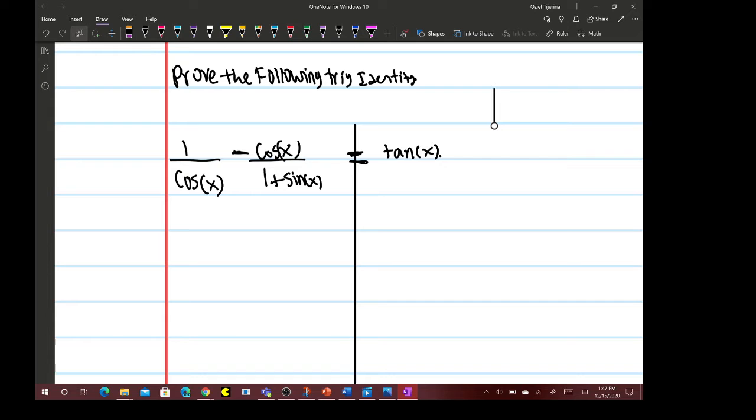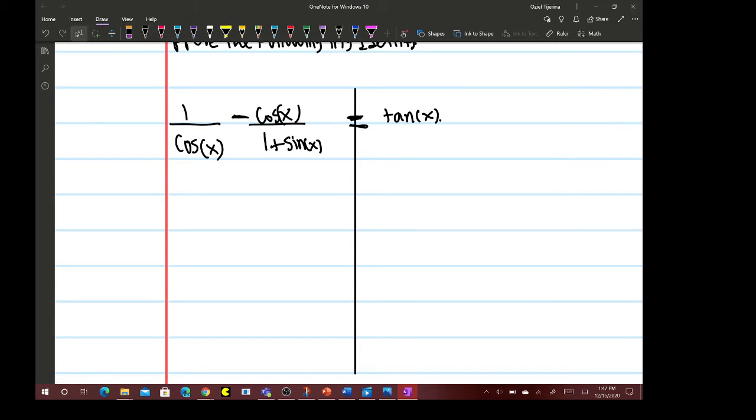It says 1 over cosine x minus cosine x over 1 plus sine x equals tan x. Okay, so one of the rules that you always make sure you do is to keep one of the sides the same, and you simplify the most complicated side. So here, our most complicated side is the left-hand side. We want to make it so that it equals tan x.